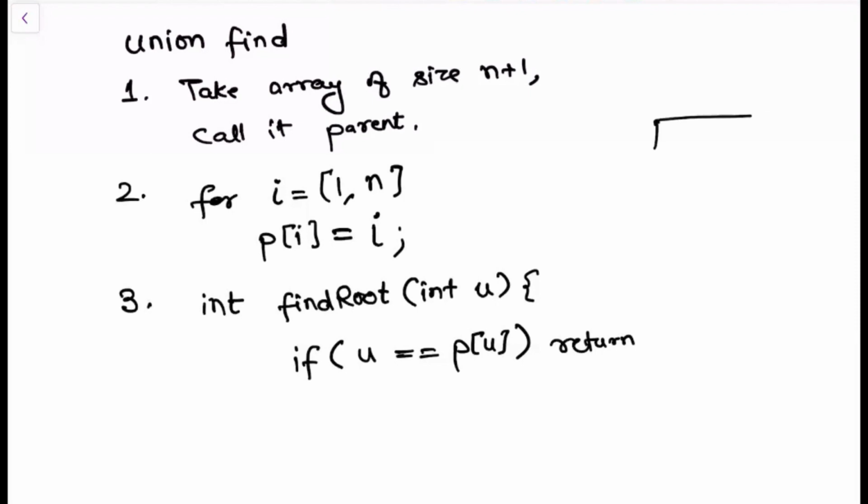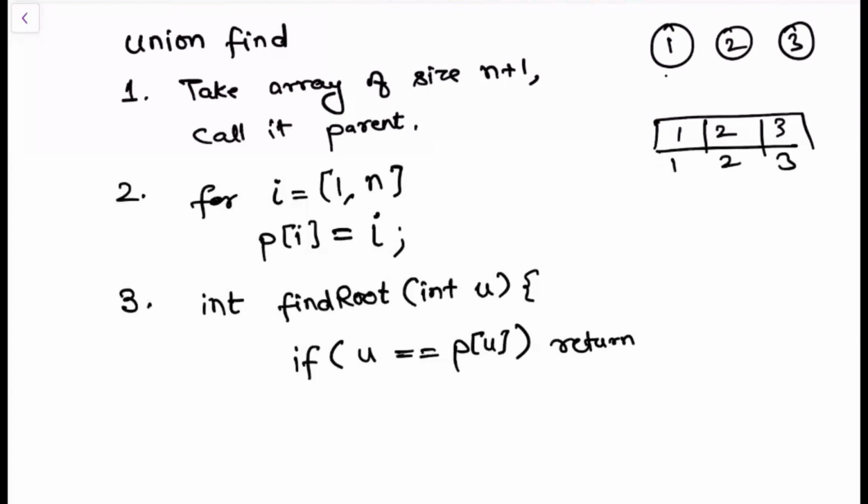Initially, if your parent array is 1 is 1's parent, 2 is 2's parent, 3 is 3's parent. Visually, it will be 1, 2, and 3. Who is the root of 1? 1 only. So that means if the index is equal to its value, can we simply say that the index itself is the root?